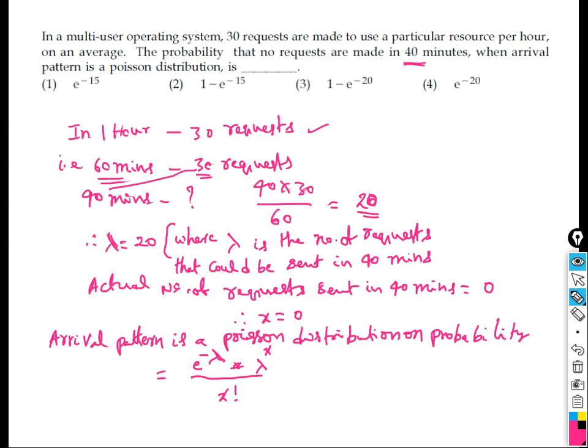So in Poisson distribution, the formula for arrival pattern is e power minus lambda multiplied by lambda power x divided by x factorial. This is the formula. So here the number of requests that could be sent in 40 minutes represents the lambda value. Lambda is equal to 20. The actual number of requests that are sent in 40 minutes will become 0. So x value will be 0 and lambda value will be 20.